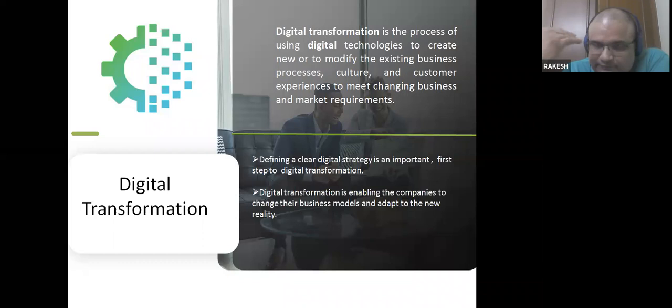Digital transformation is the answer. So we are thinking only about digital transformation now. Digital transformation is using digital technologies to create or modify the existing business process, culture, and customer experience to meet changing business and market requirements. So, as I told, we have to redefine the models.